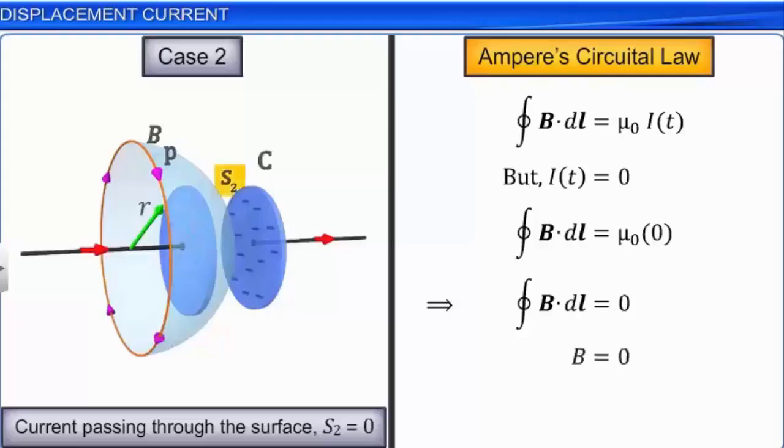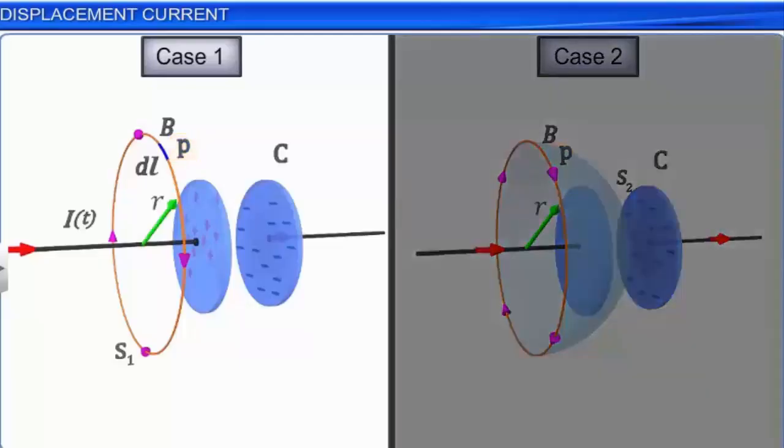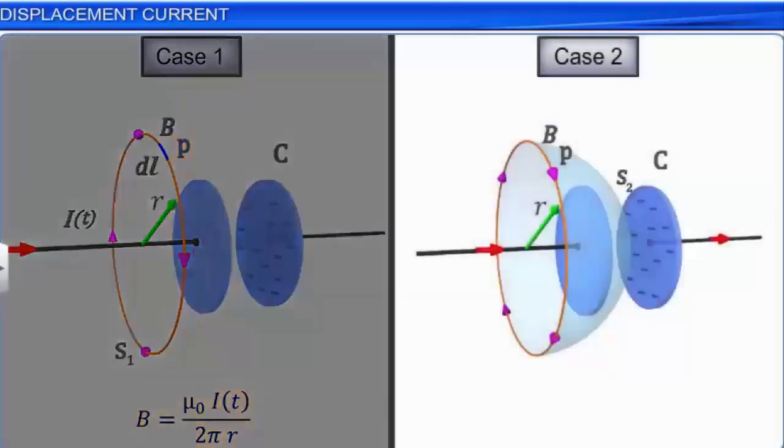Thus, Ampere's circuital law gives two different results at the same point P. In the first case, the magnetic induction at point P, B, is equal to mu naught into IT by 2 pi r. In the second case, the magnetic induction is 0 at the same point, which is a contradiction. This contradiction arises with the use of Ampere's law, which must be missing some term.